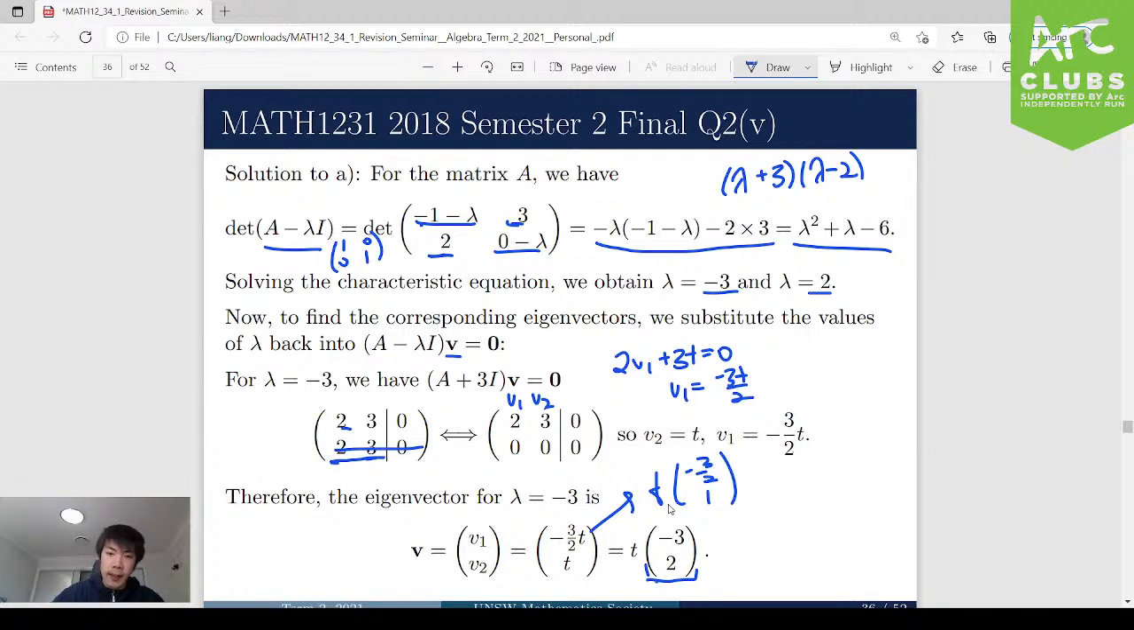But since t is just any scalar, you can think of t as having at least a factor of 2 in it. And so you just bring this half out, and you get this. And it doesn't matter whether you write this as your answer or this as your answer, it makes no difference, because there's a scalar t at the front anyway that scales this eigenvector proportionally. Okay.